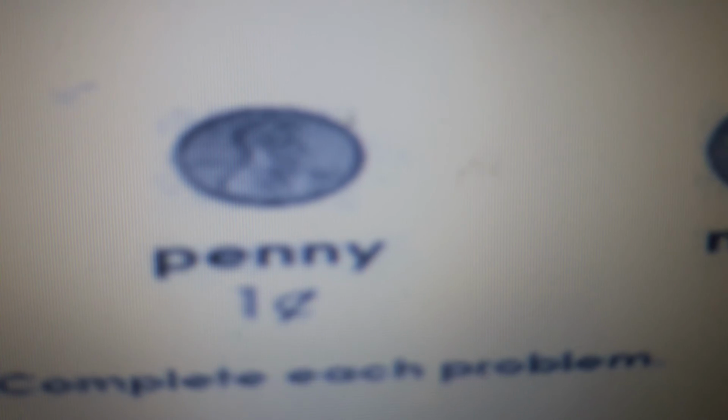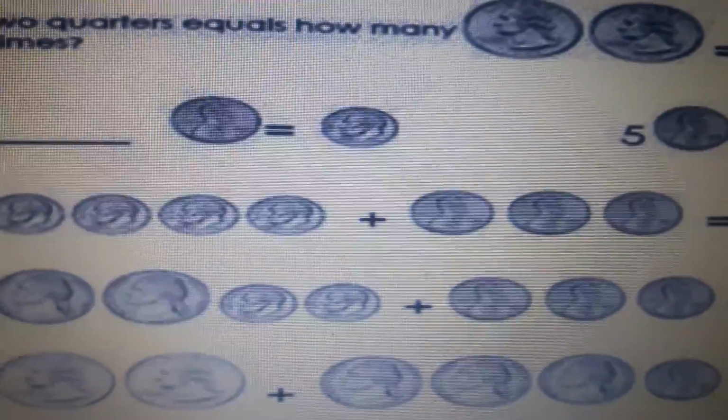Okay, let's move to the next one. We have 5 of a coin. Let's return to the coin. 5 of what? This is a penny or cent. Let's return, 5 of them, so it's 5 cent. What is the equivalent of this one? Yes, it's a nickel. So he asks me, if you have 5 cent, it equals how many nickel? It equals 1 nickel.